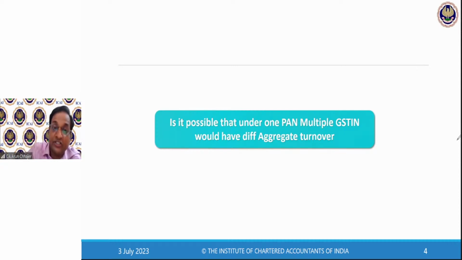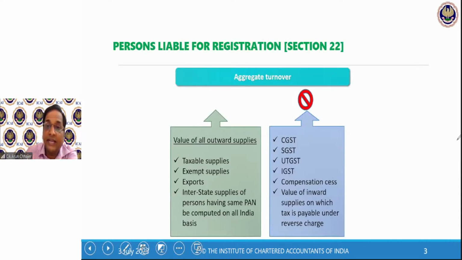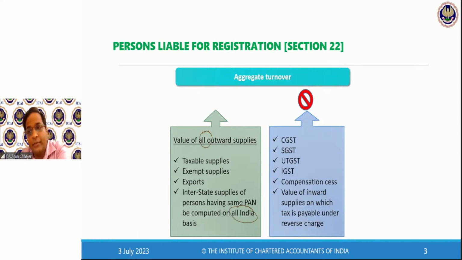Go back to the definition. The definition says that you will calculate all outward supply, to be computed on all India basis. Then how can it be different? If you add every state's turnover to calculate the aggregate turnover, how can it be different? It is not possible at all.